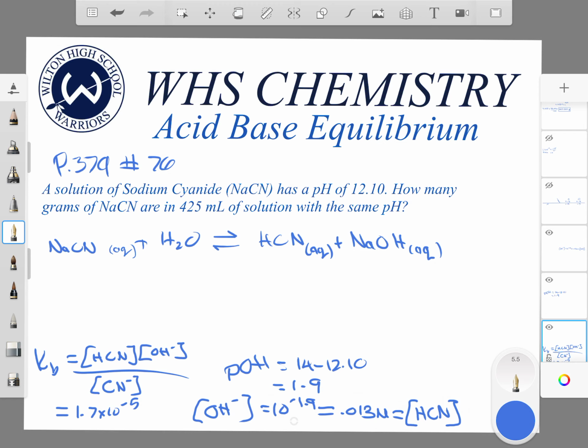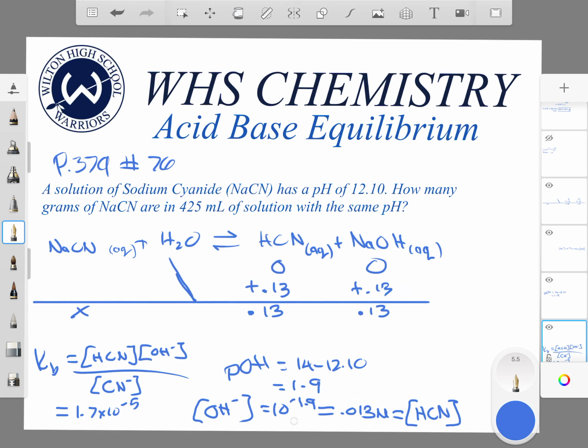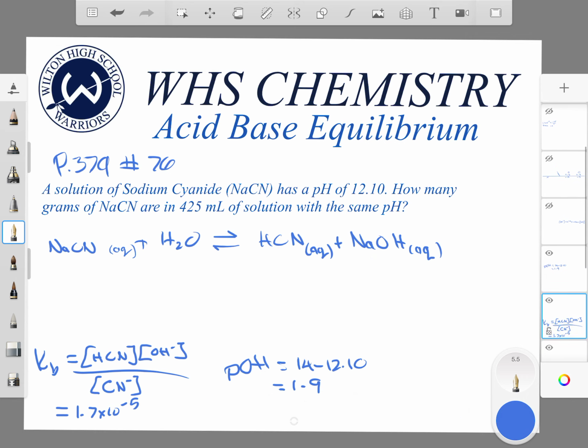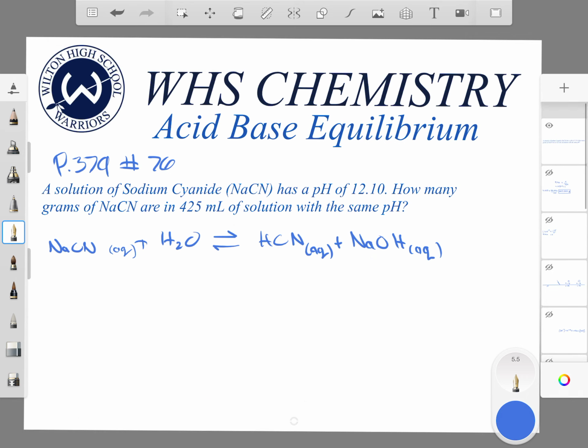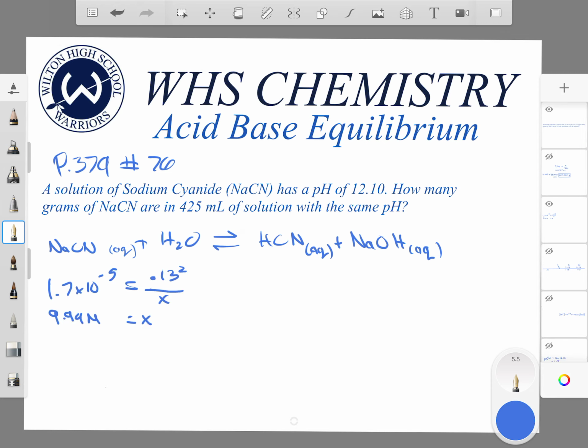So to do this, you first want to set up a simple ice table, and we see here from this ice table that once the reaction is at equilibrium, we have 0.13 molarity for HCN and NaOH, but an unknown value for the concentration of sodium cyanide. So if we set up our new equilibrium expression with these values that we've now calculated, we should get something like this.